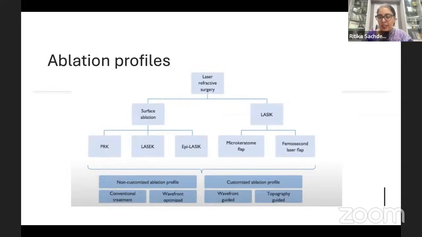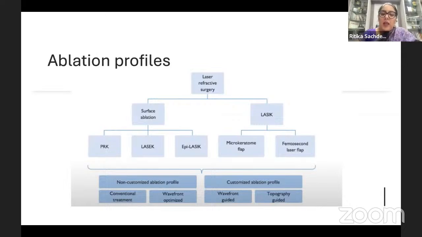I hope that's clear. So wavefront customized: intrinsic also treated, induced also treated, and spectacle power also treated. Wavefront optimized says the intrinsic aberrations, if not significant, don't need to be treated. I will just compensate for the induced and treat your spectacle power, and conventional treats only spectacle power.